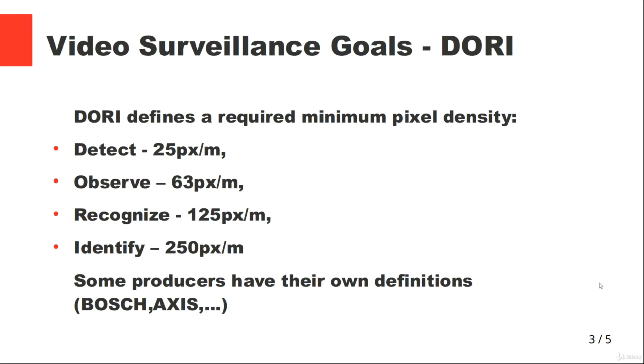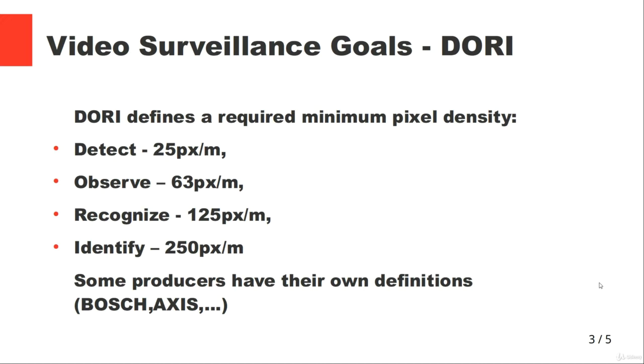Some of the producers have their own definitions. So for instance, Bosch or Axis will have their own definition. If I remember, Bosch has slightly different levels, and they don't have a level called observe, but they have a level called classify. And for instance, the highest level, identify, is around 120, so it's much lower than this.